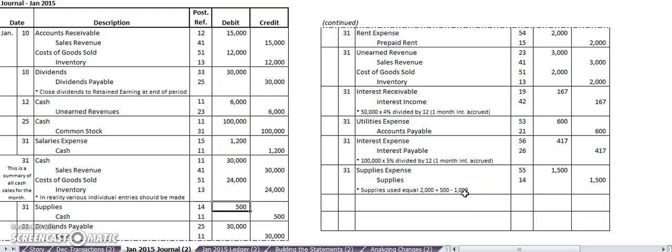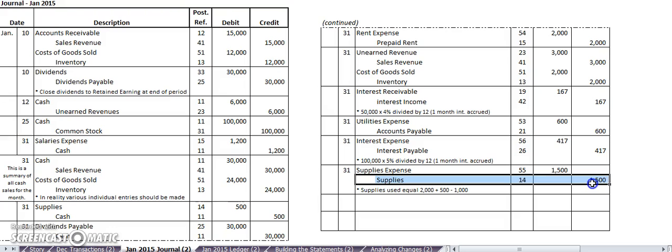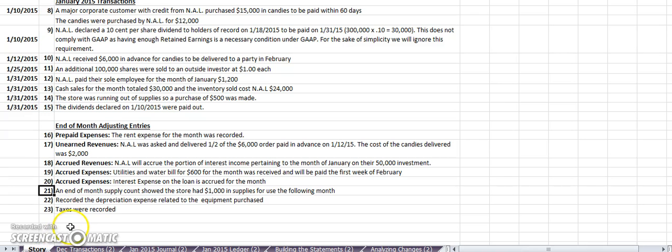It's an easier way to calculate supplies expense rather than try to track it one by one, because they are a bunch of little items. So we sort of work our way backward. Beginning balance plus purchases minus ending balance is going to equal your supplies expense. So that turns out to be 1,500, which we book as an expense, and we are going to lower the supplies account by 1,500. Okay?